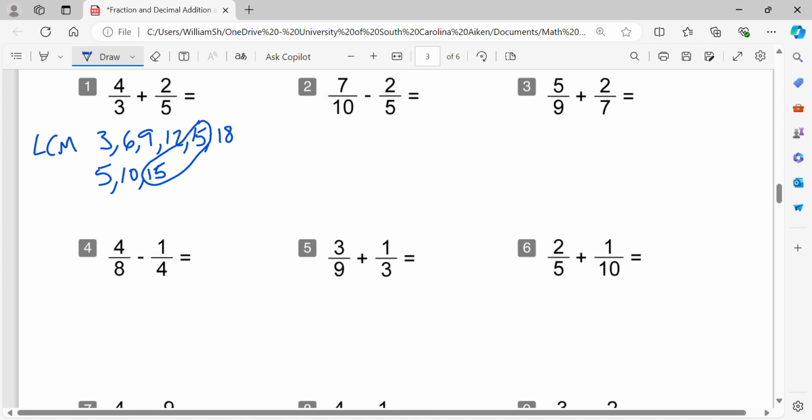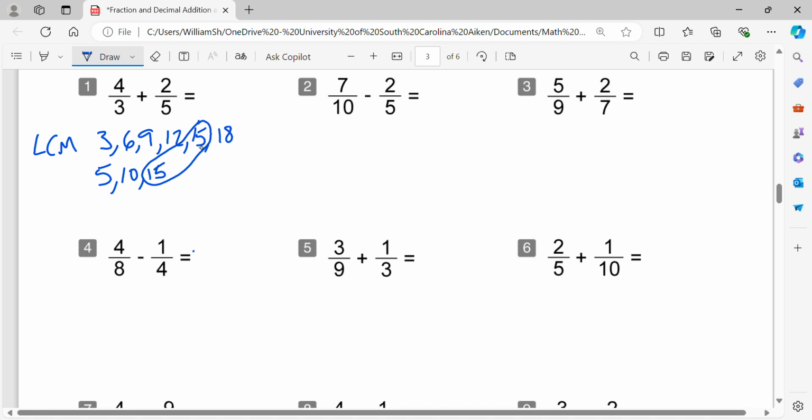When in doubt with fractions, if you cannot figure out what the least common multiple is, you can always just multiply the two denominators to get your least common multiple. So in this case, we'd have done 3 times 5. We would have gotten the same least common multiple of 15. It doesn't always work that way, because if you look at number 2, the least common multiple for the denominator is 10. But if you'd multiplied 10 times 5, you'd get 50, which means that you would have to have done an additional reduction step at the end. But it still would have worked out.